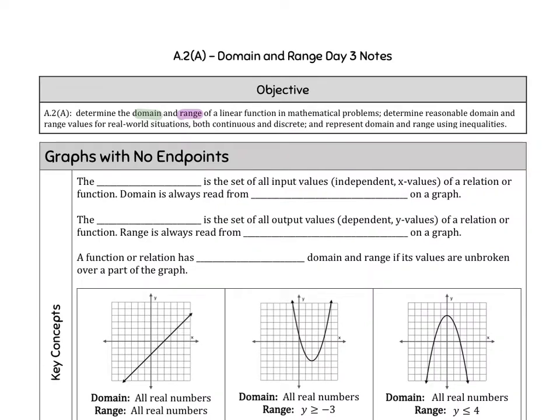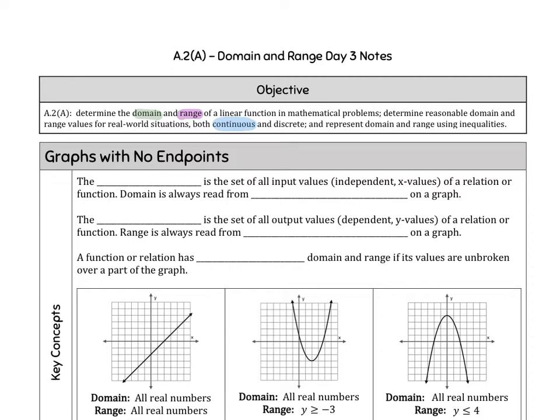So again, our objective for today is to still discuss domain and range. We're going to be focusing mainly on these continuous functions today. So highlight the word continuous. Does anyone remember what continuous means? Yeah, thank you for responding. So it's when the lines are connected or the dots have a line through them. That's a continuous graph. We're going to be focusing on those because those are the ones we see more often in this class and going on in your math career.